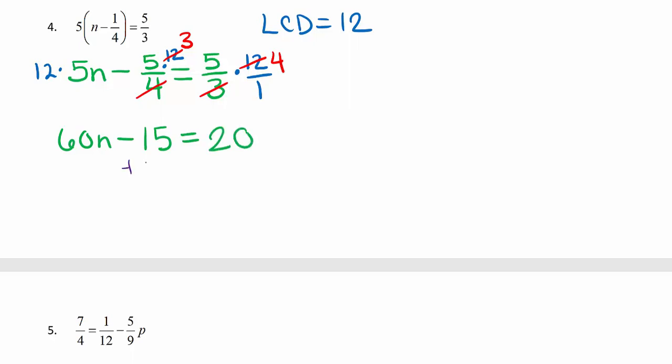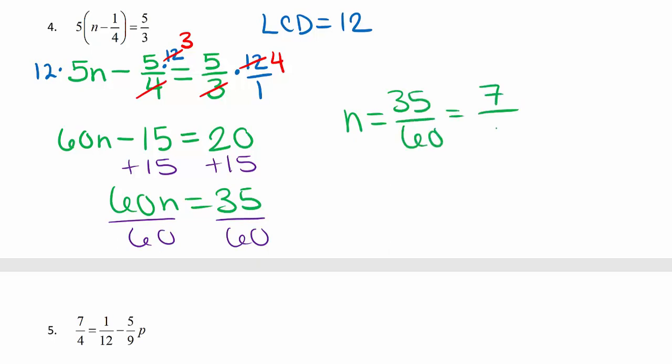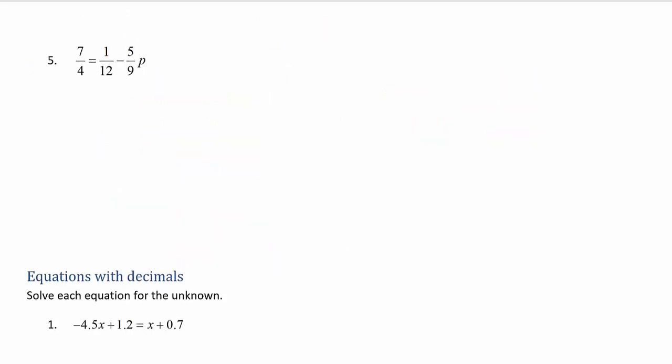And now we can solve the equation by moving the 15 over and then dividing both sides by 60. In this case, I'm going to have to reduce for my final answer. 35 and 60 are both divisible by 5, and so I'm left with 7/12. All right, let's do one more example with fractions, and then we'll move on to decimals.